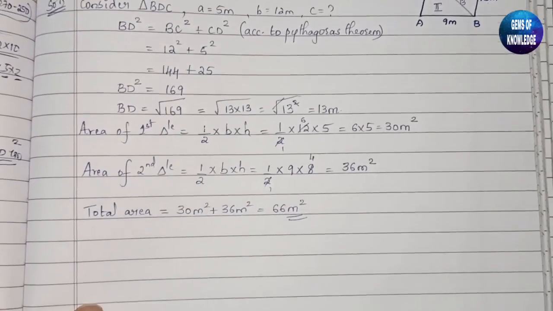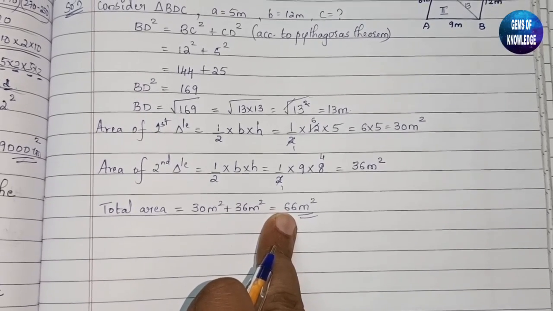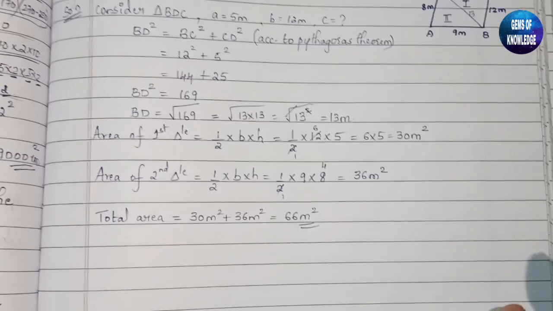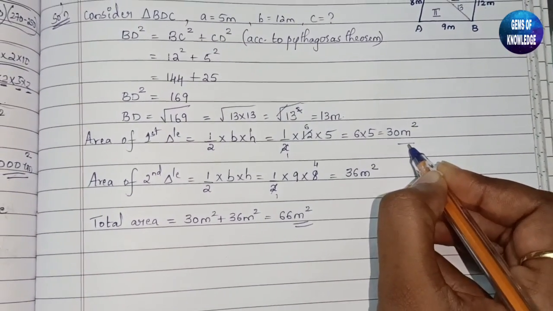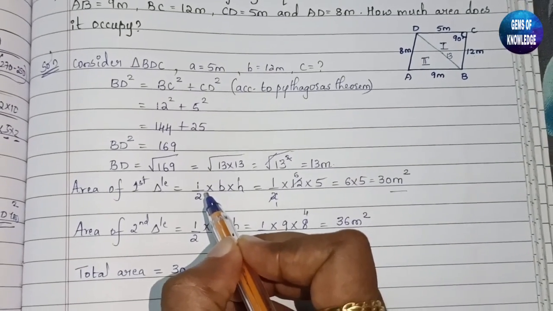Now let me show you the other method, because in the textbook they did not give us 66 meter square as the answer. They have applied Heron's formula here, and let me show you what the answer will be. Up to this much it is correct, because this is a right angle triangle, and for a right angle triangle we can use any of the formulas.